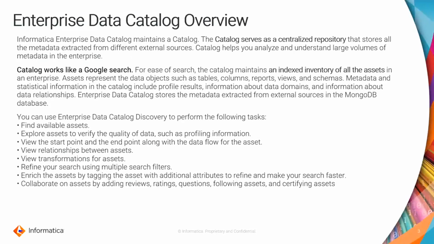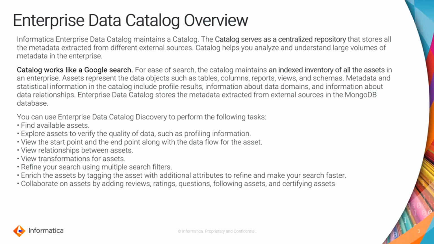Let's dive into the Enterprise Data Catalog overview. As you're aware, EDC features two application interfaces, the LdmAdmin, also known as the catalog administrator, which we covered in part 1, and the Enterprise Data Catalog itself. The EDC maintains a catalog that acts as a centralized repository that stores all the metadata extracted from different source systems. It helps you analyze and understand large volumes of metadata in the enterprise. Catalog basically works like a Google search. All the assets in the catalog are indexed for faster search. Assets represent all the data objects such as tables, columns, views, reports, schemas, etc. All the objects are stored in the MongoDB database.